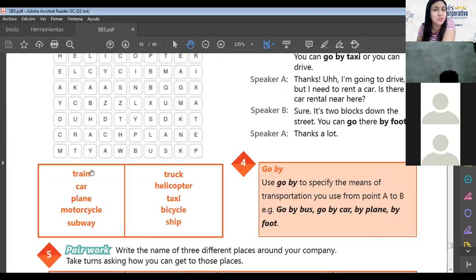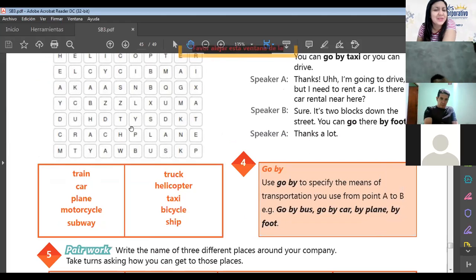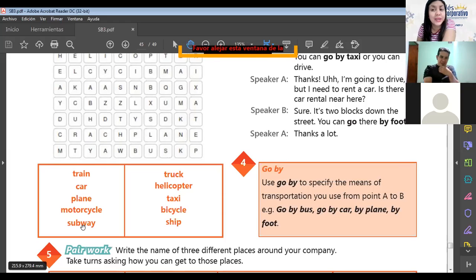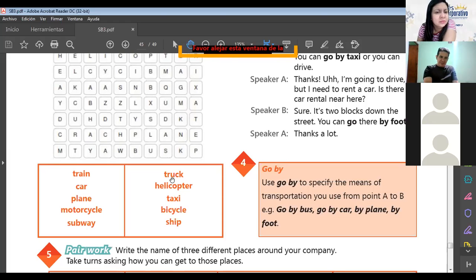Repeat after me, okay? Train. Car. Plane. We didn't look for that one. It was here. Look, plane. Motorcycle. Subway. Truck. Helicopter. Taxi. Bicycle. Ship.